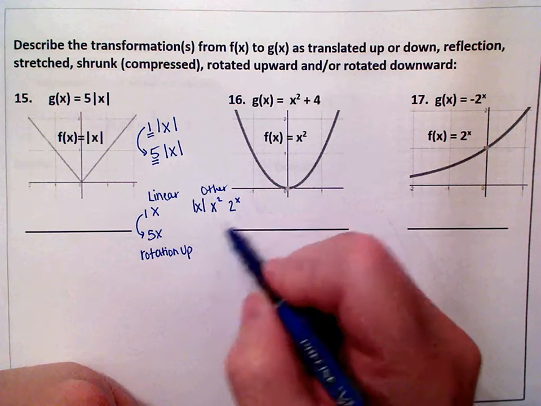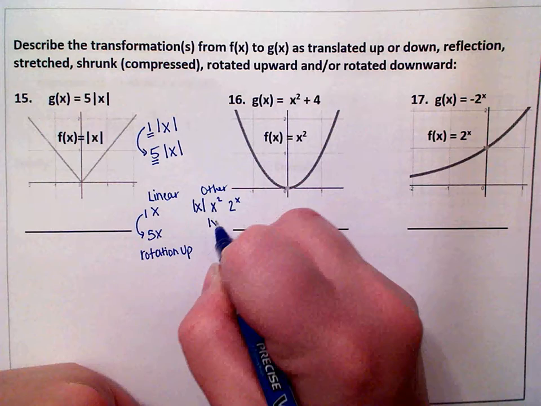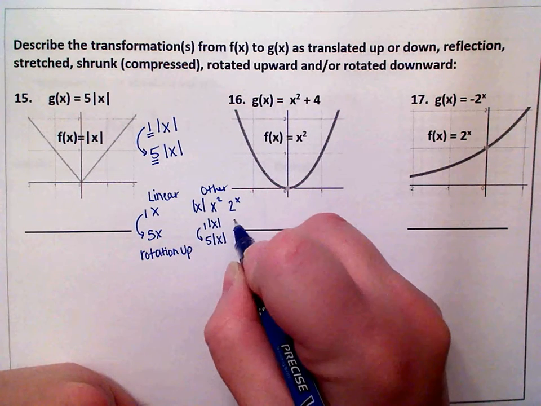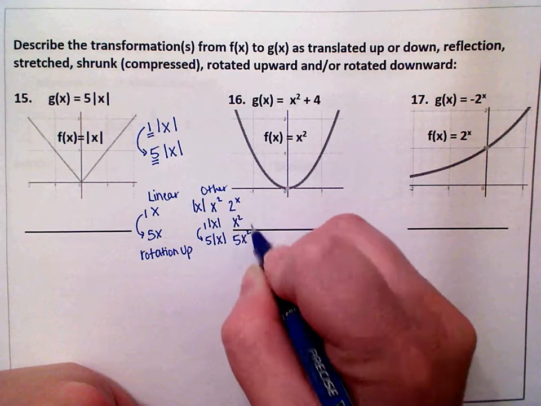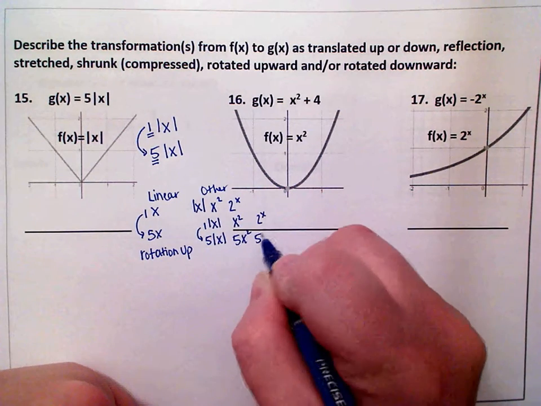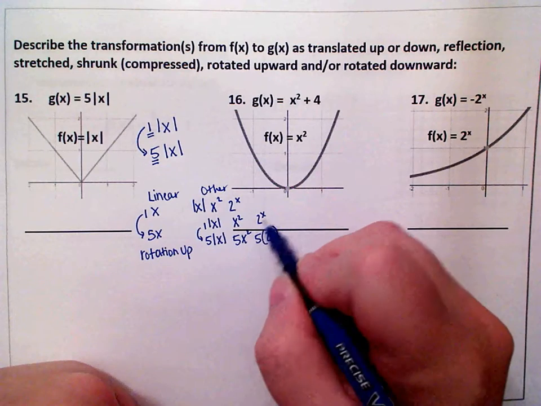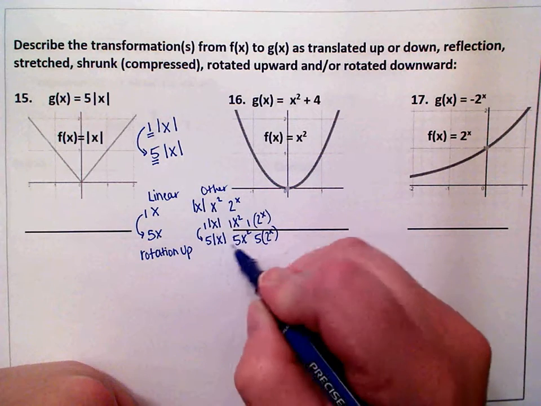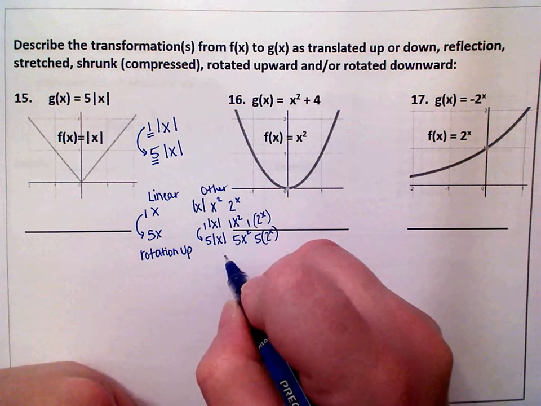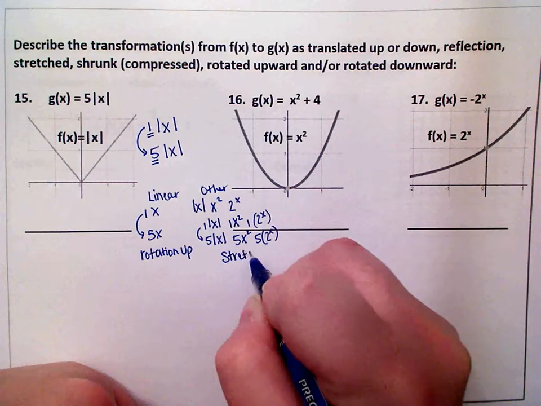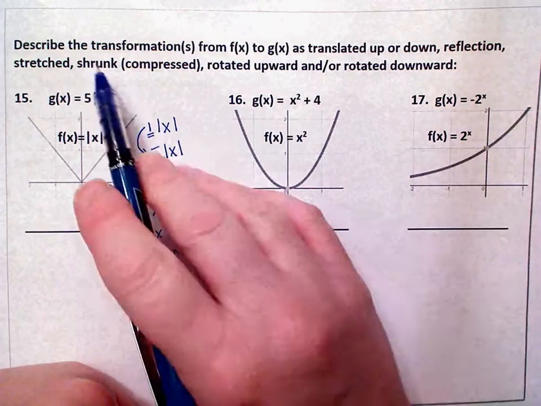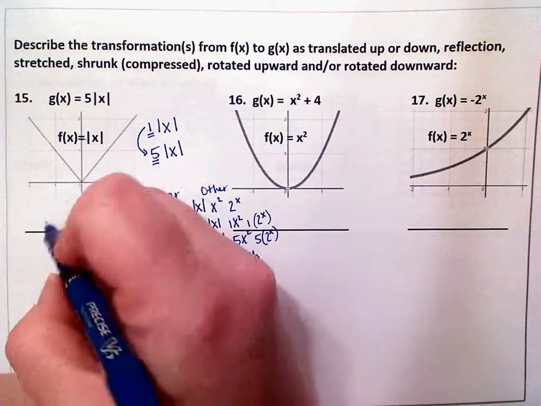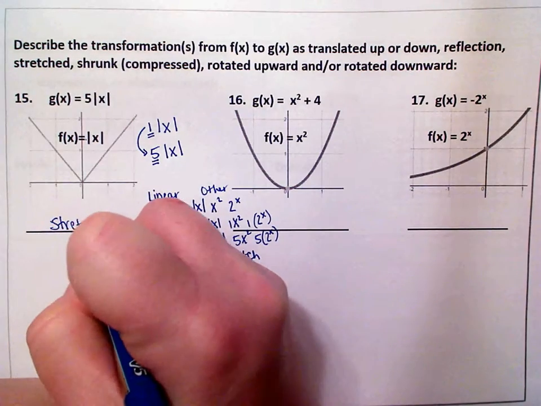But for the other three, when that number changes like ours did from a 1 to a 5, or if you had x squared and it changed to 5x squared, or 2 to the x and it changed to 5 times 2 to the x, remember that number in front of the 2 to the x is a 1. All of these changes, the numbers changing from 1 to 5, is called a stretch. When that number gets bigger, it's a stretch. If it gets smaller, it's called a shrink. So in this case, the 1 became a 5, so we call that a stretch.